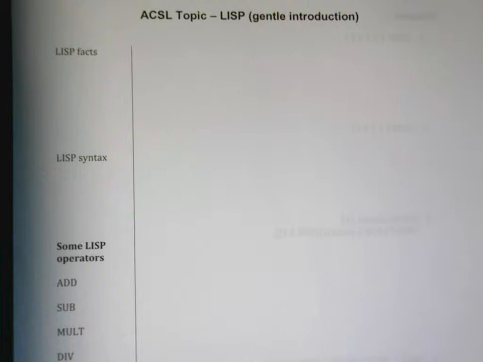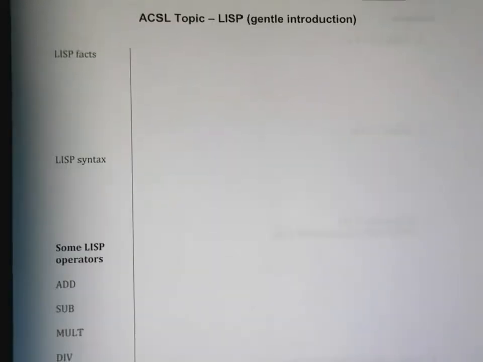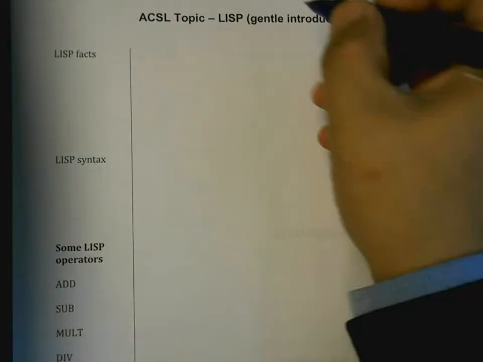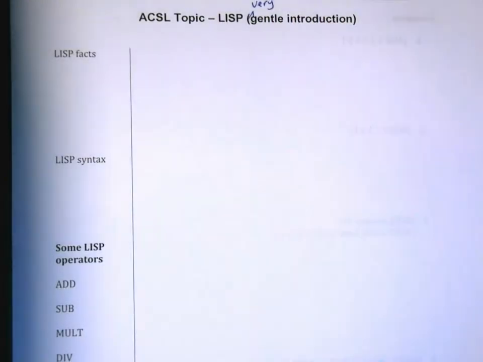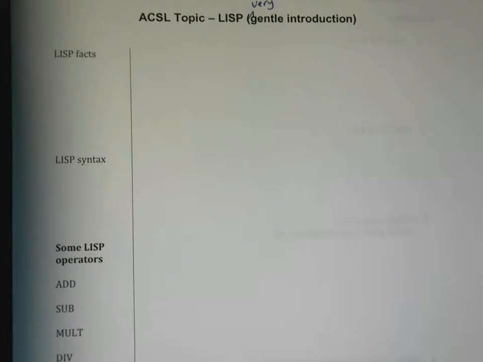Hello students, this is a gentle introduction, a very gentle introduction, because Lisp is a very well used language. It's got a deep and rich history in computer science, and we're just scratching the tip of the iceberg here. So just some quick facts about Lisp.